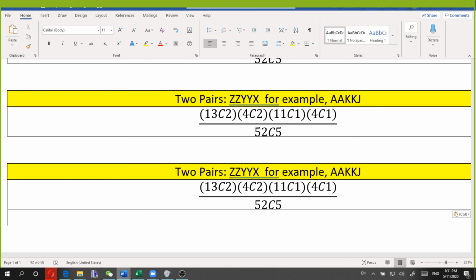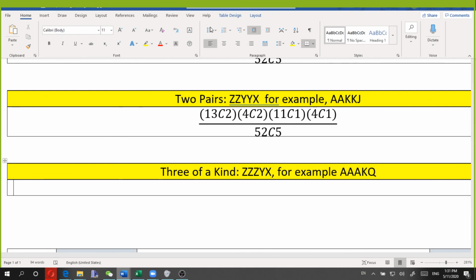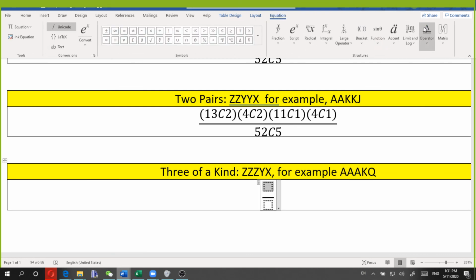Cheating and going back to my poker cheat sheet. Okay, we've got one pair, two pair, three of a kind. Three of a kind looks like ZZZYX. So for example, ace, ace, ace, king, queen. Over to Sarah next. So Sarah, how can we set this up?